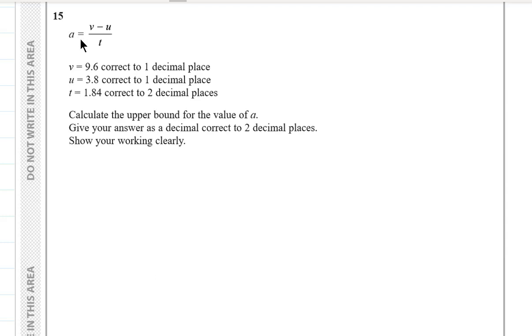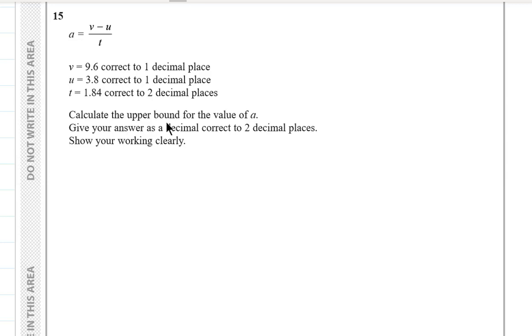15. A equals V minus U all over T. V equals 9.6, correct to one decimal place. Of course, when you read this, keep in mind that V lies between 9.55 and 9.65. Also, U equals 3.8, correct to one decimal place. So U is more than or equal to 3.75 and less than 3.85. T equals 1.84, correct to 2 decimal places. Of course, it will be more than or equal to 1.835 and less than 1.845.